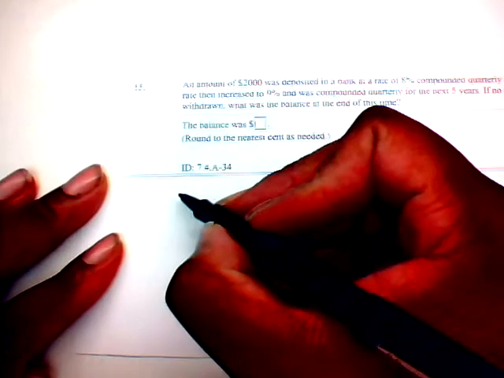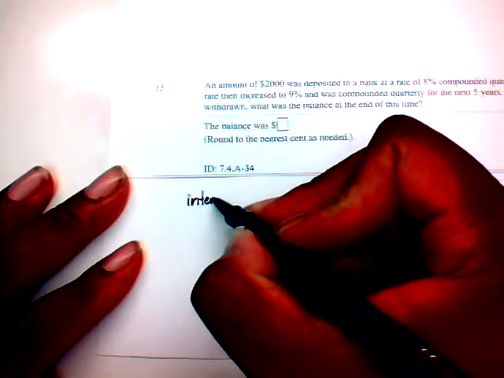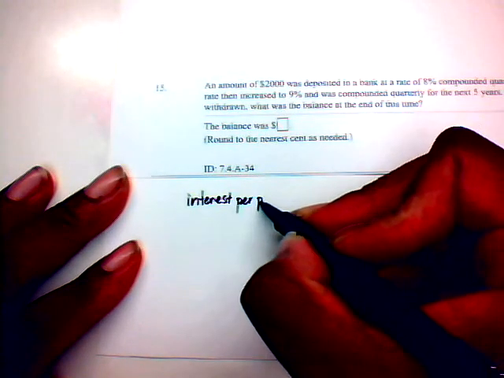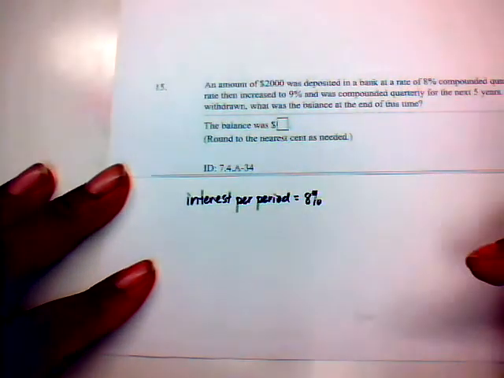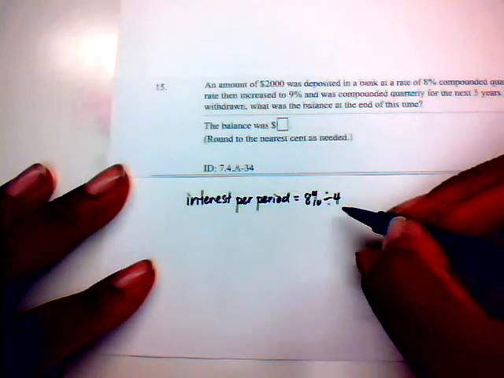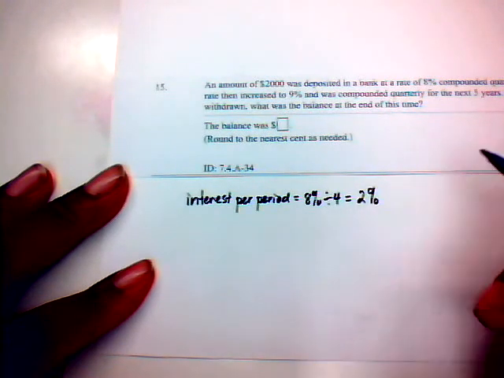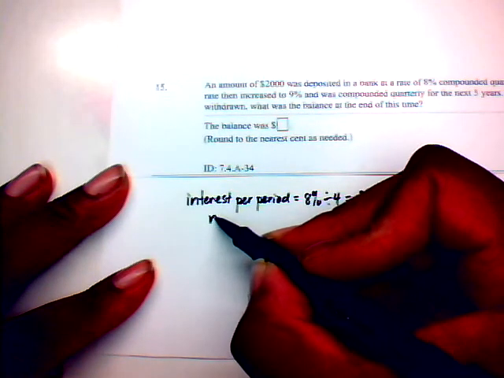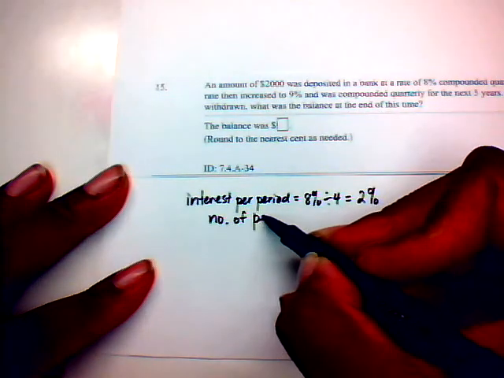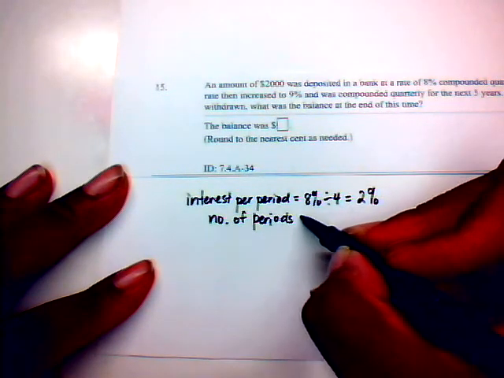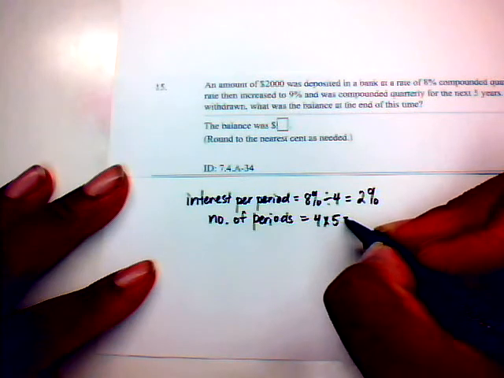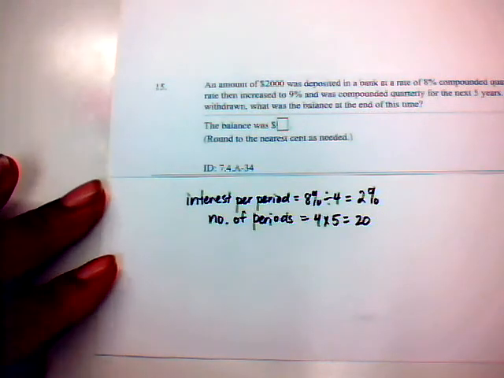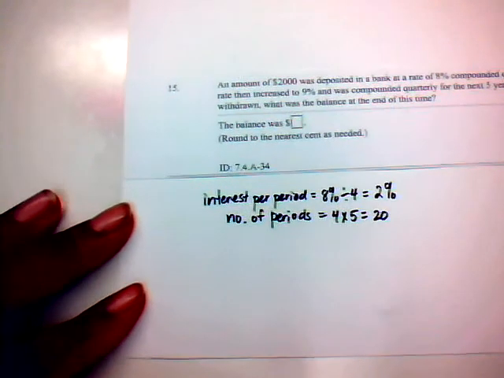Okay, so here we need the interest per period. That's 8%, and it's compounded quarterly, so there are 4 compoundings in a year, so 8% divided by 4 will be 2%. And then we want the number of periods. If it's compounded quarterly for 5 years, that means 4 times 5, that's 20. So that means that there are 20 periods that we're dealing with.